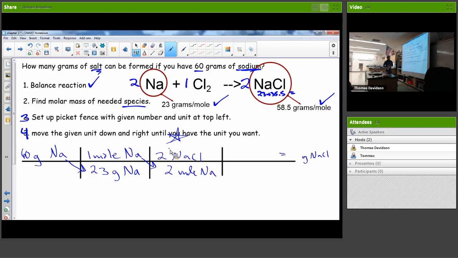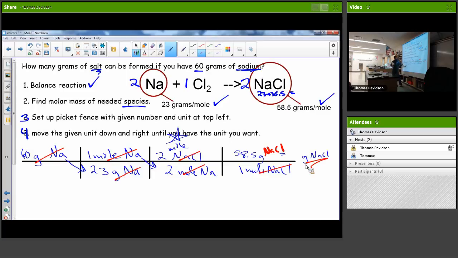All right, now, do I want moles of NaCl in my answer? 1 second. No. So I put 1 mole NaCl down here, and I look up at this ratio, and what is tied to a mole of NaCl? 58.5 grams. Now, I'll get you, Caleb, I promise. The units cancel. Grams of Na are gone. Mole of Na are gone. Mole of NaCl are gone. And I'm only left with grams NaCl, which is what I want in my answer, right?